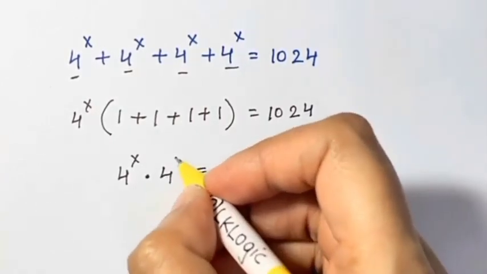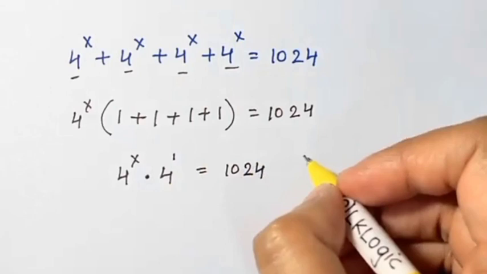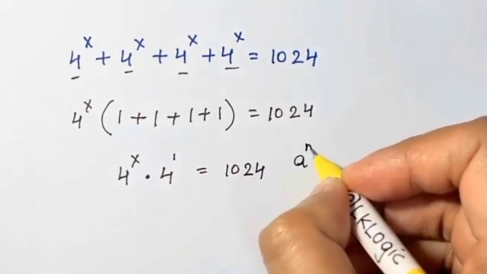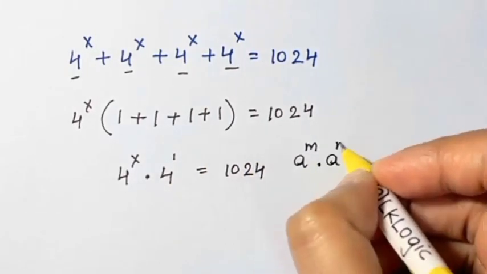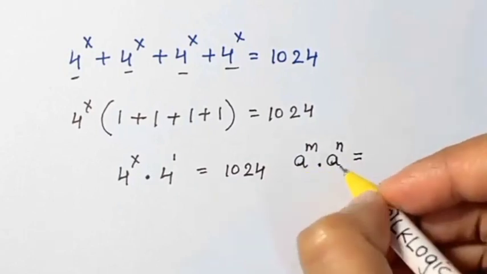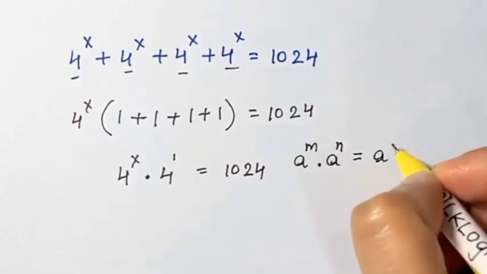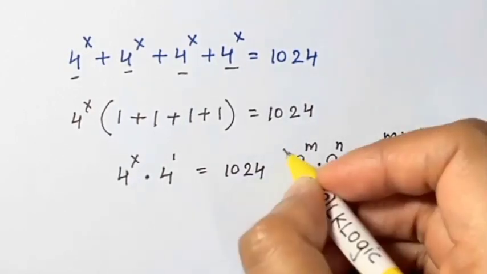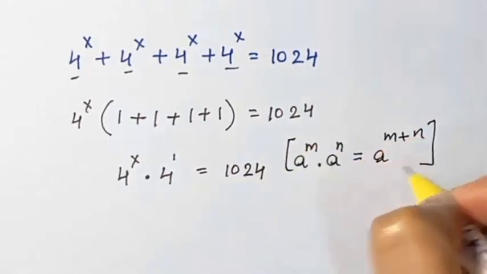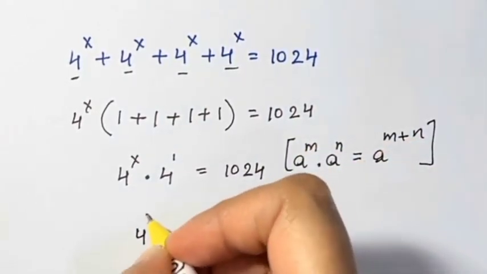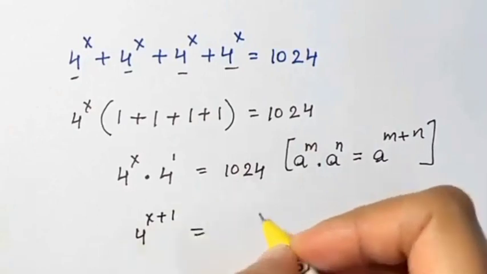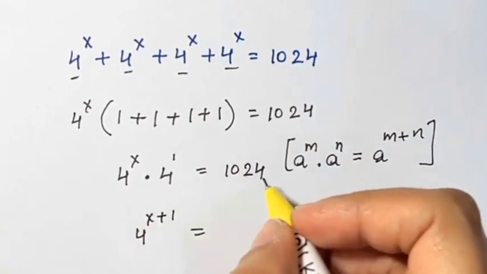And what's the power here? That's 1. So whenever you have something like this, a to the power of m times a to the power of n, you have the same base and this multiplication, you add the powers, m plus n, right? So we're going to do that. 4 to the power of x plus 1 is equal to, what's 1024?